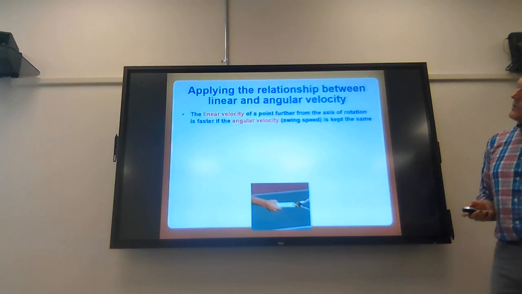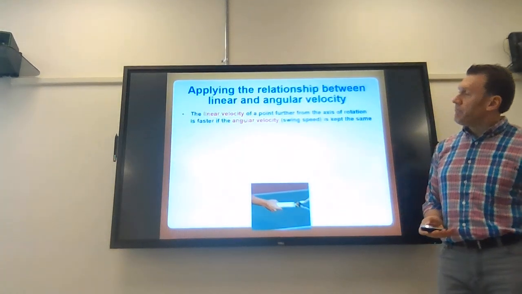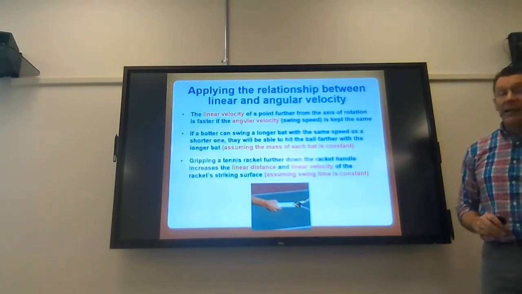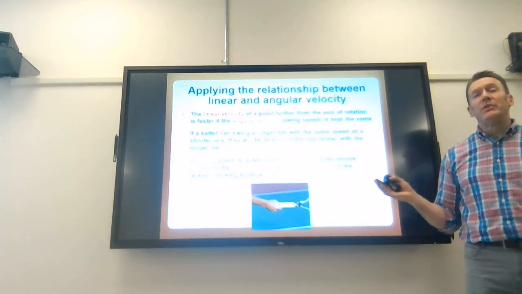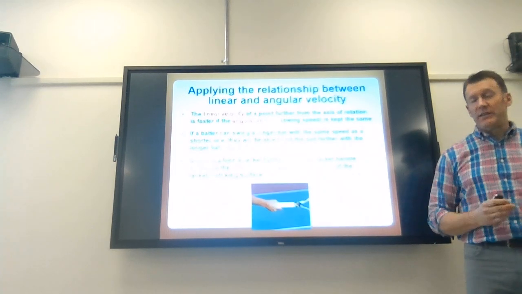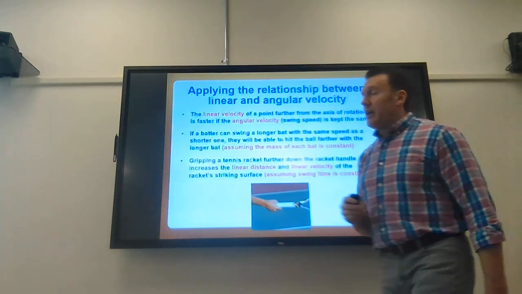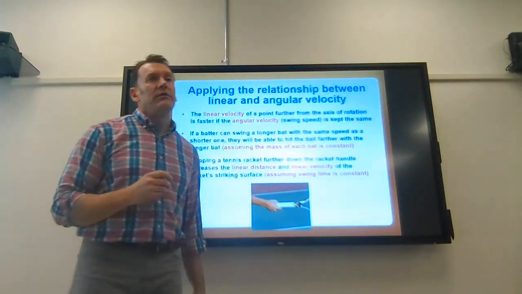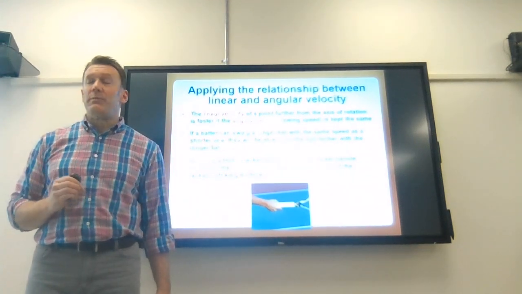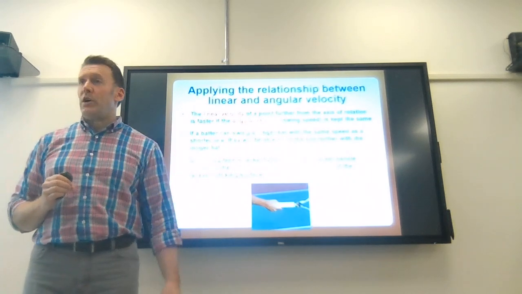Okay. So the application here is the transfer of angular velocity to linear velocity. An example here: gripping a tennis racket further down the racket. You don't change the mass of the racket, but you've changed the radius, right? So if you can keep the swing speed the same, you generate higher linear velocity. Same thing with a baseball bat. If you can use a longer bat and swing it with the same angular speed, you're going to get higher linear speed, which means the ball's going to go farther.